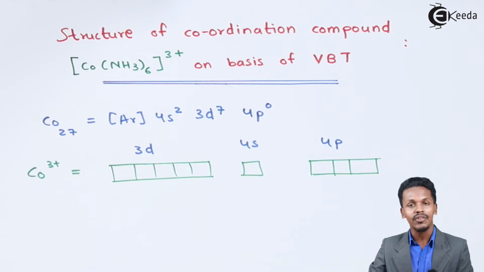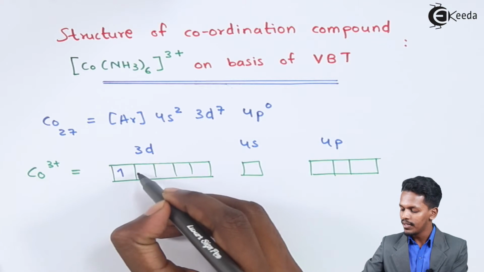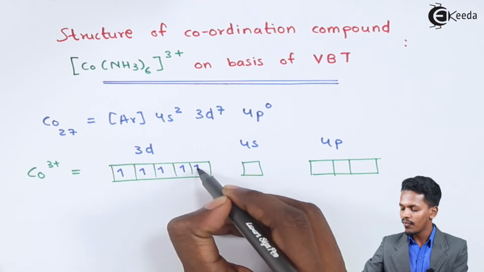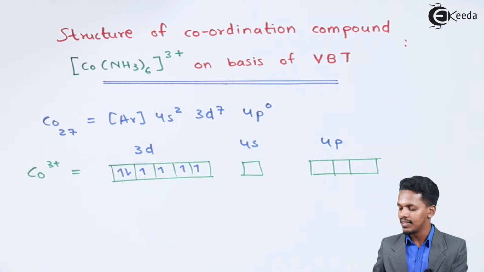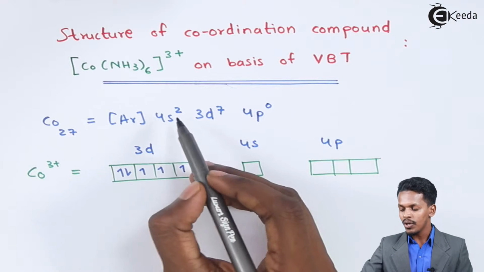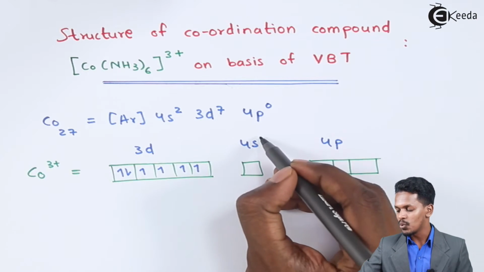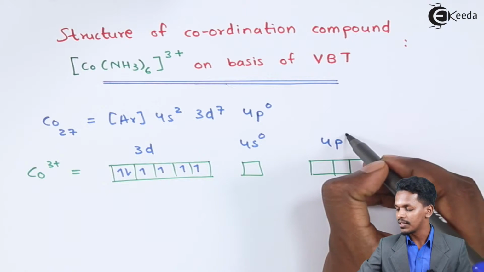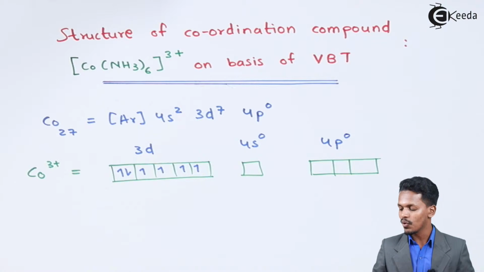So I could fill the electrons this way: 1 2 3 4 5, and this is the 6th one. Talking about the s orbital, obviously there is no electron in the s orbital and no electron in the p orbital. So this is what we have.